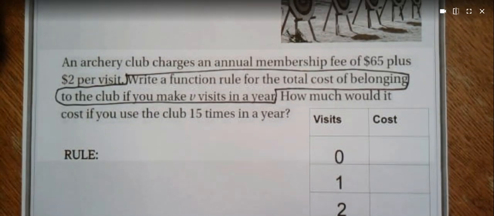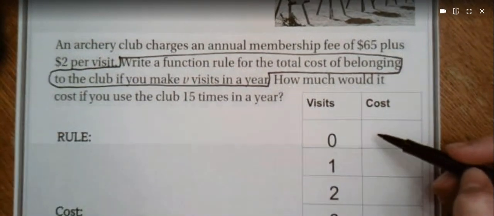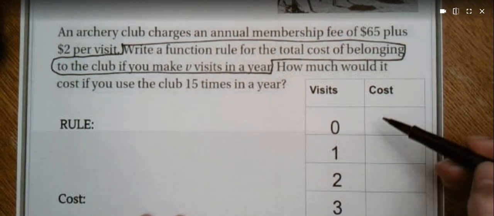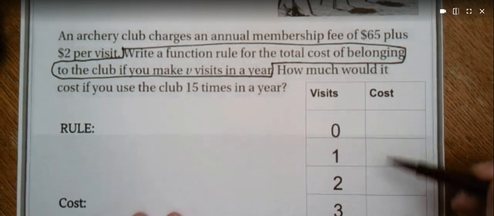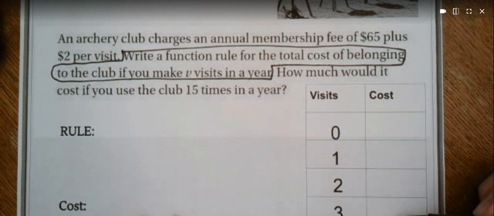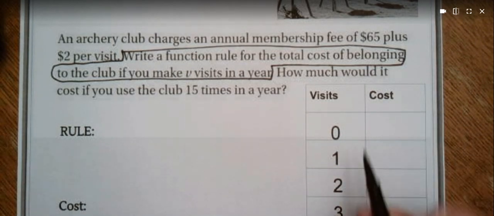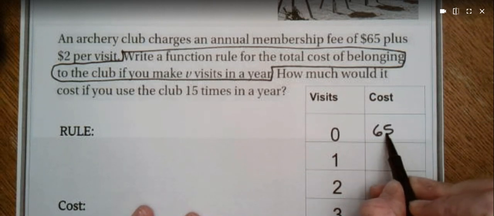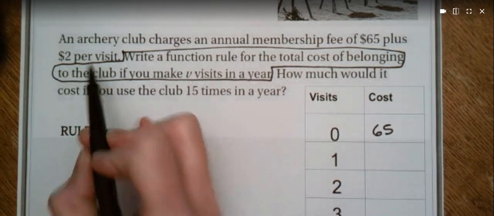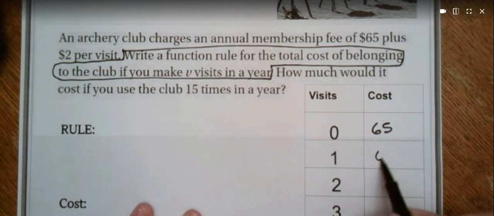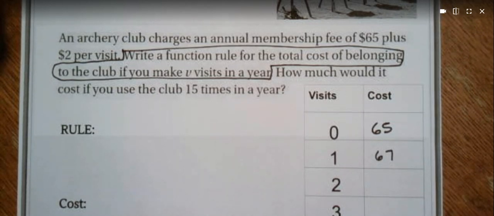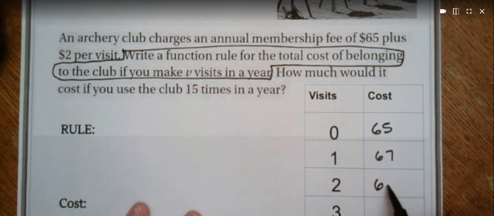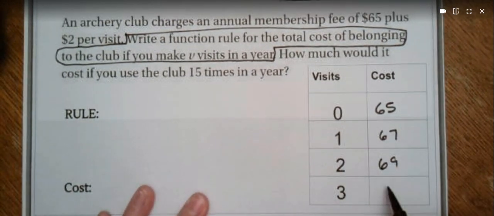Well, one way of doing this is you could always write a table here. And I know that you guys know how to write a function rule from a table, so you could always start off that way. So if I don't make any visits to the archery club, I would pay $65 and then $2 for every single visit I make. So if I make one visit, it's going to go up $2. So I'd pay $67 for that year. If I went 2 times, I'd pay $69 that year. If I went 3 times, I'd pay 71.